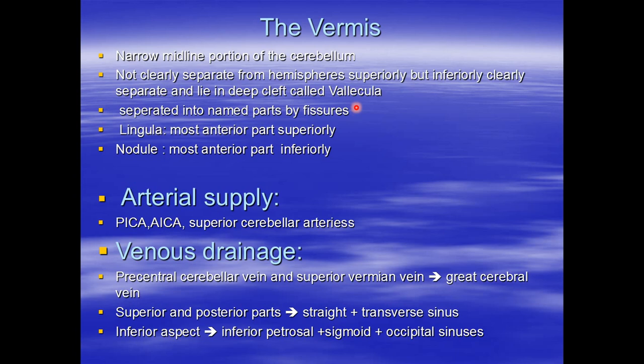Two of these parts are the lingula and the nodule. The lingula is the most anterior part superiorly, and the nodule is the most anterior part inferiorly. Both form parts of the vermis. And this nodule, with the flocculus that we talked about before, forms the smallest lobe of the cerebellum, the flocculonodular lobe.